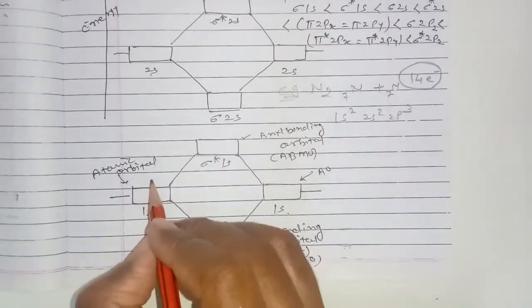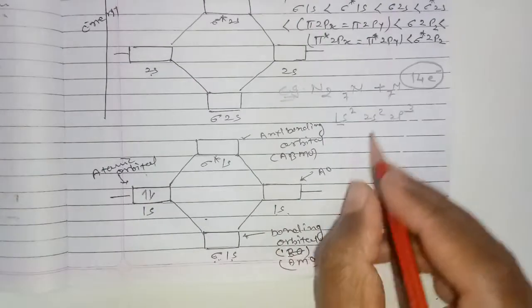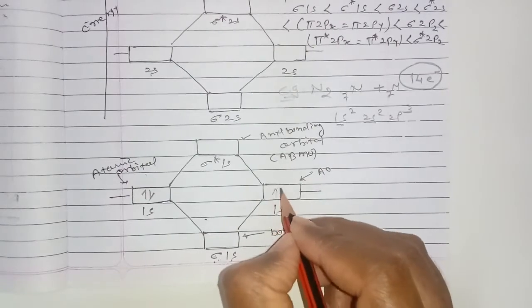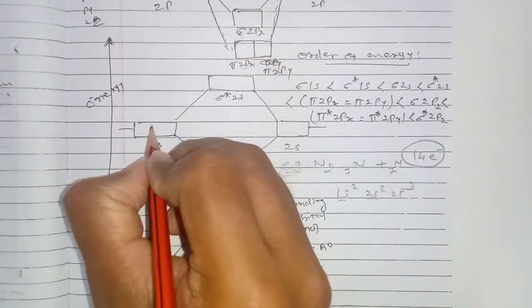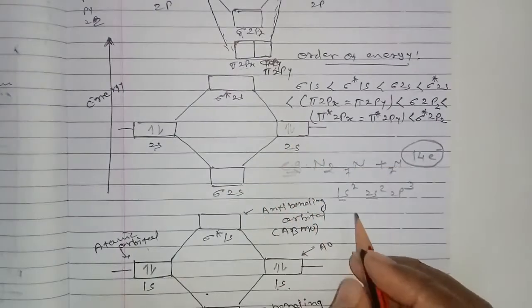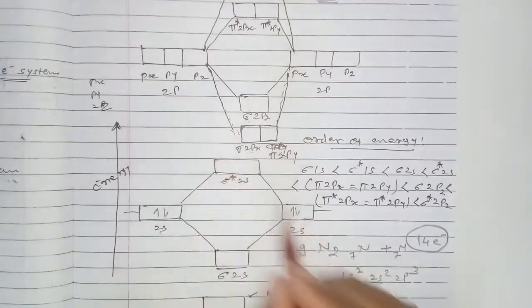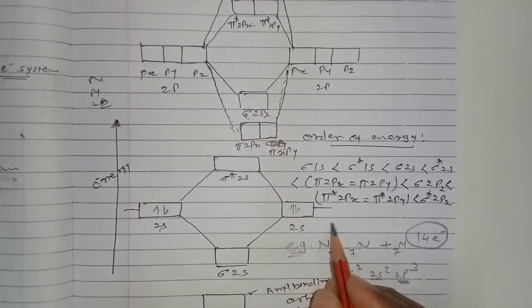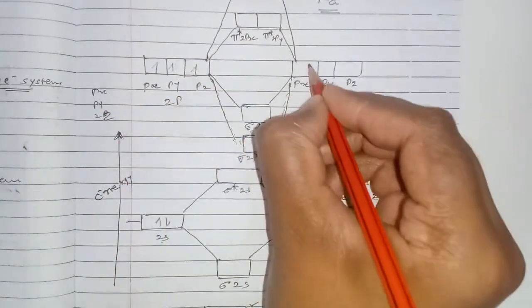Here, for one nitrogen atom there are 2 electrons in the 1s orbital. For the other nitrogen atom in the 1s orbital there are also 2 electrons. Then in the 2s orbital there are 2 electrons, and for the other nitrogen atom there are 2 electrons. Then in the 2p orbital there are 3 electrons, singly occupied. There are 3 unpaired electrons.